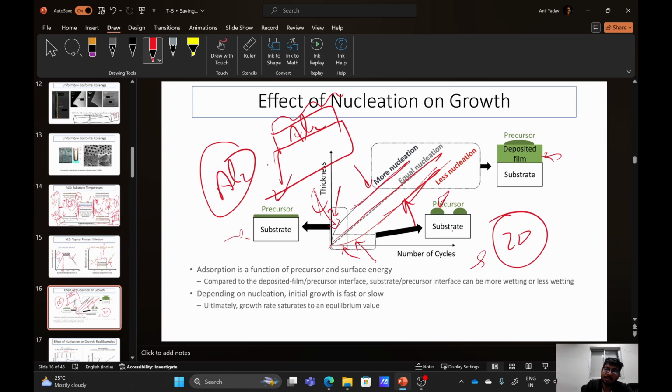In that case, with the number of cycles, the growth per cycle will be constant, and the increment in the thickness will be linear. This growth rate saturates because of the deposited film underneath, because there will be the same surface energy for both the substrates.